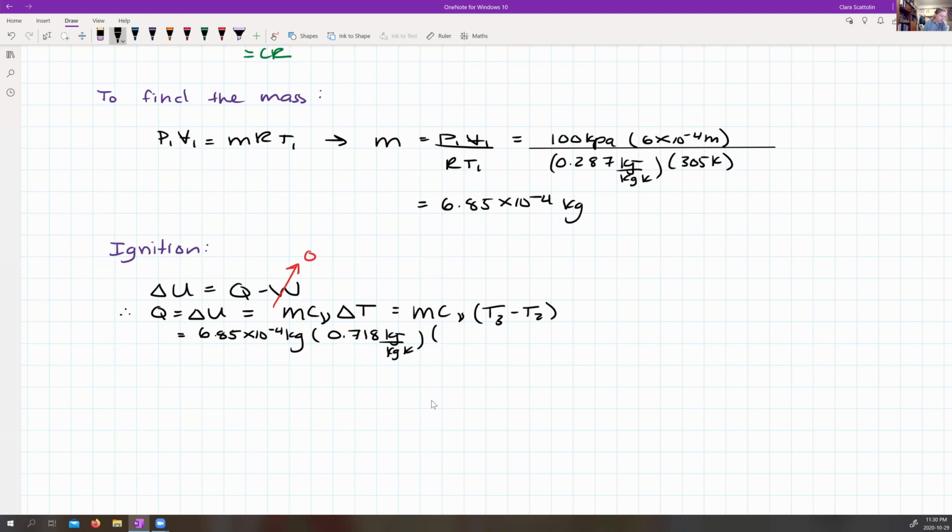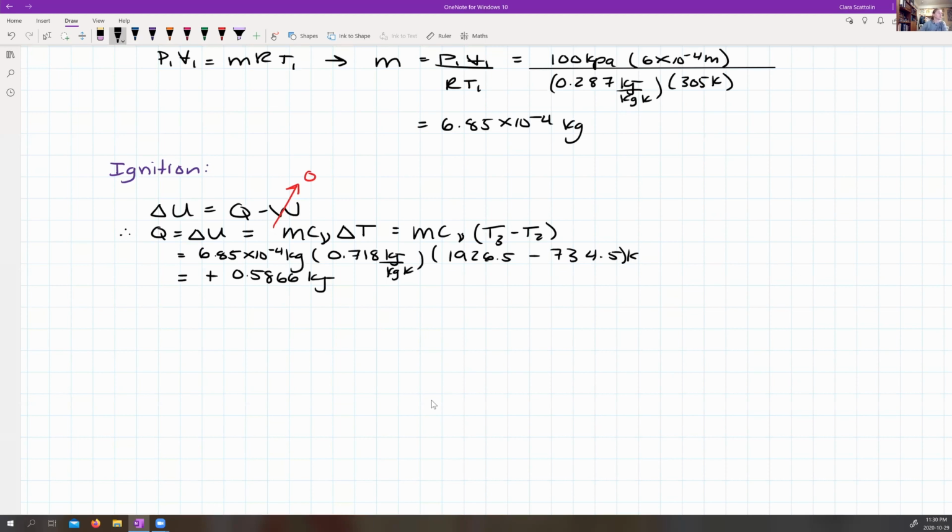My delta T is 1926.5 Kelvin minus 734.5 Kelvin, which will give me a Q of positive 0.5866 kilojoules. It's what we would expect, right? This was our ignition stage. This was positive. So it's a Q in ignition.